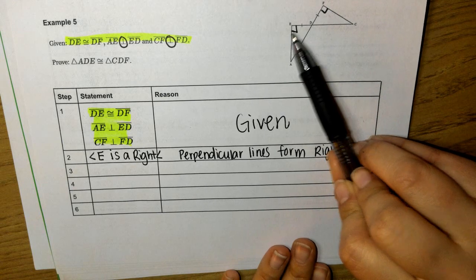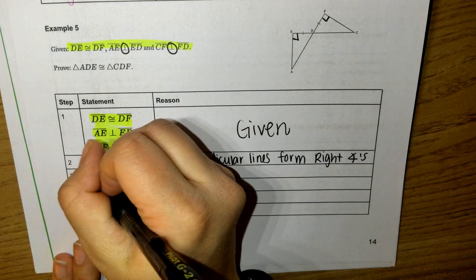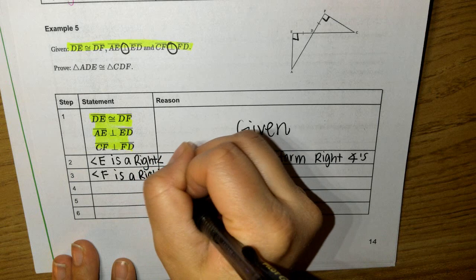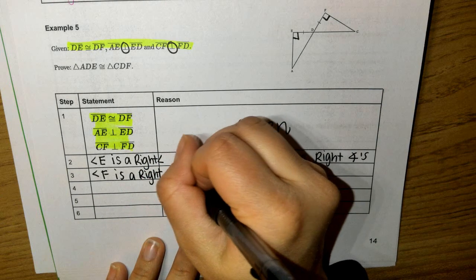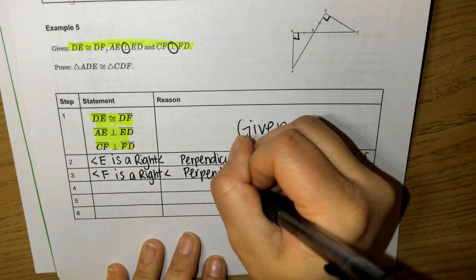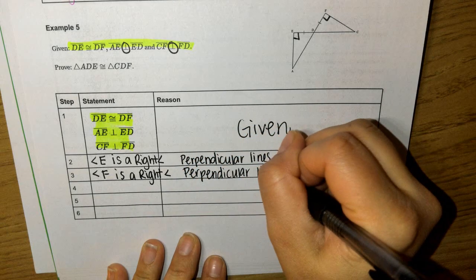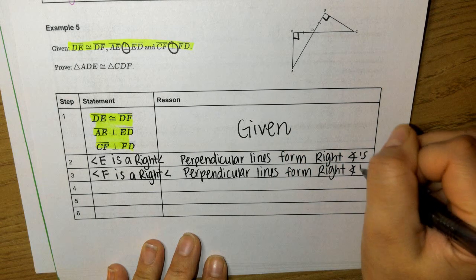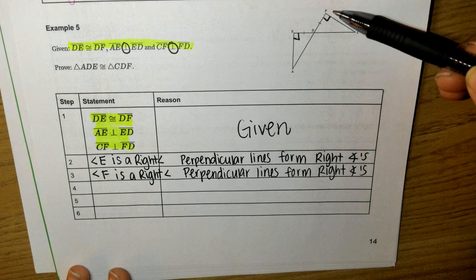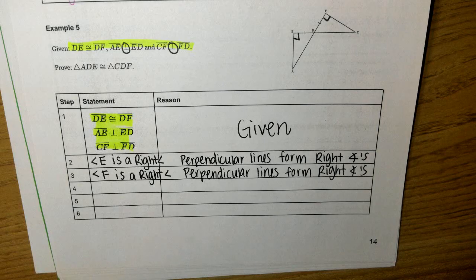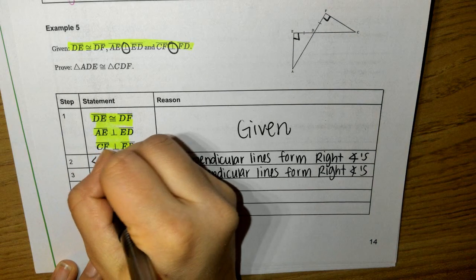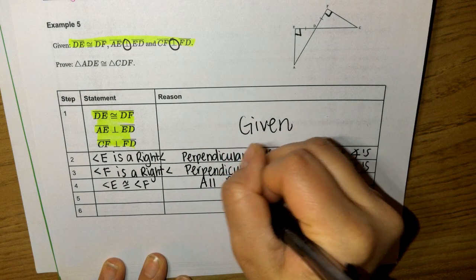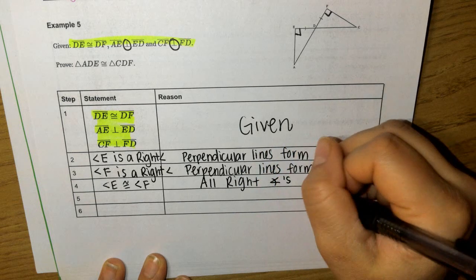All right, I looked at angle E. Now I got to go and look at angle F individually. Angle F is a right angle. Why? Same thing. Perpendicular lines form right angles. A lot of writing. Okay, now that we've stated that they are both right angles and we've given our reasons why, now you can say angle E is congruent to angle F. And we know this because all right angles are congruent. And this was something we saw in 10.2.